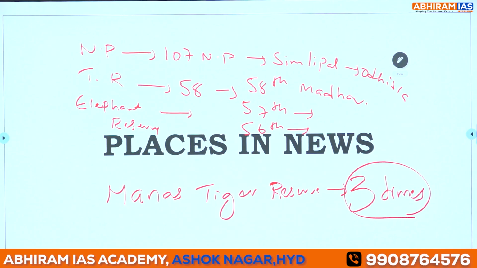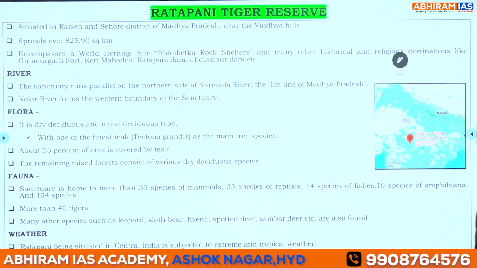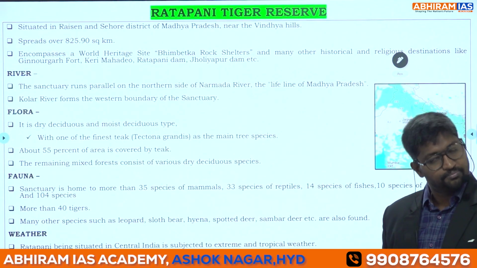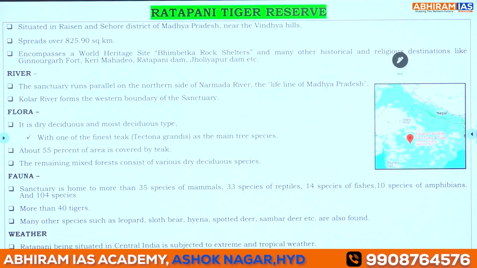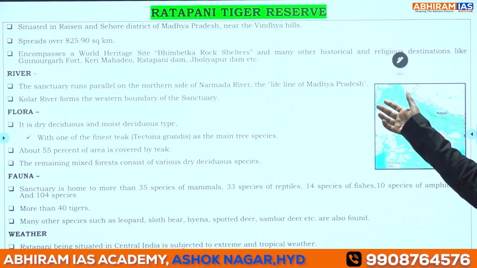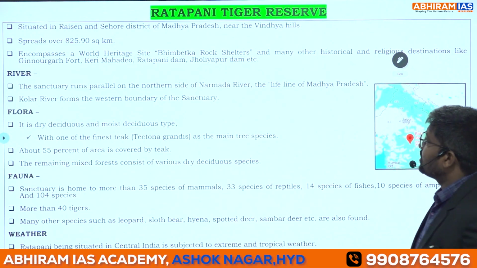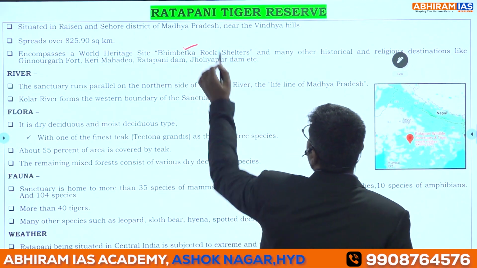Nameri. Okay. Anyways, so Orang National Park is in Assam, right? Ratapani Tiger Reserve. So where is it? It is located in Madhya Pradesh near Vindhya Hills. Okay. So it encompasses a World Heritage Site, that is Bhimbetka Rock Shelters.